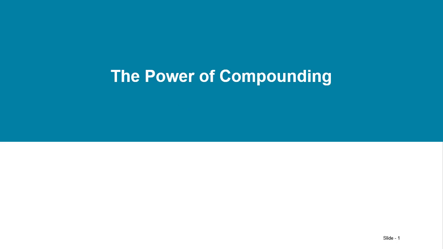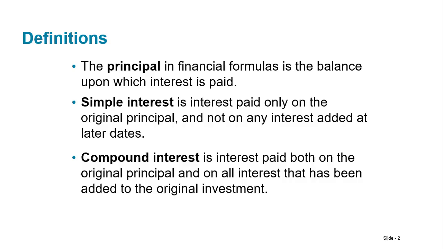Let's look at the power of compounding. Okay, so the principal, in financial formulas and in financial terms, is basically the balance on which interest is paid. So it's either the balance that you've borrowed or the balance that you've put into some sort of savings account, like an annuity or something.